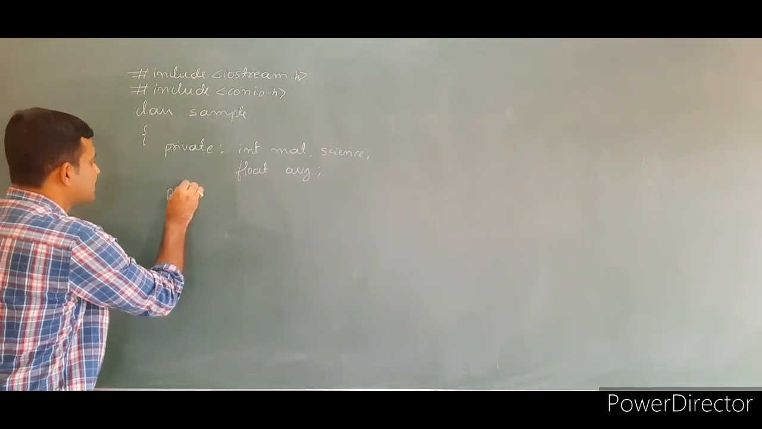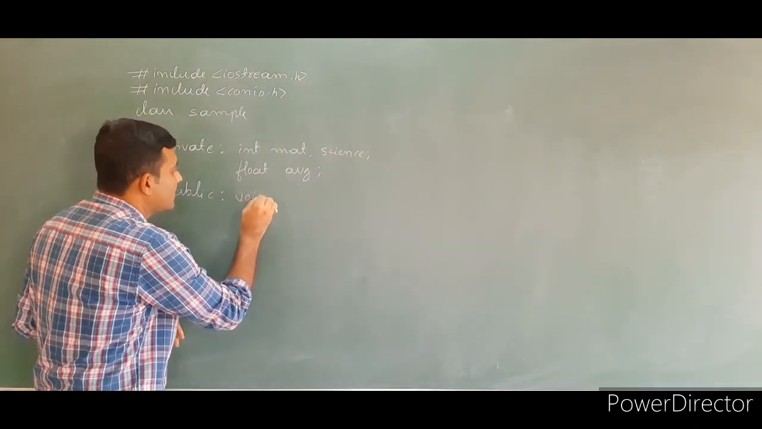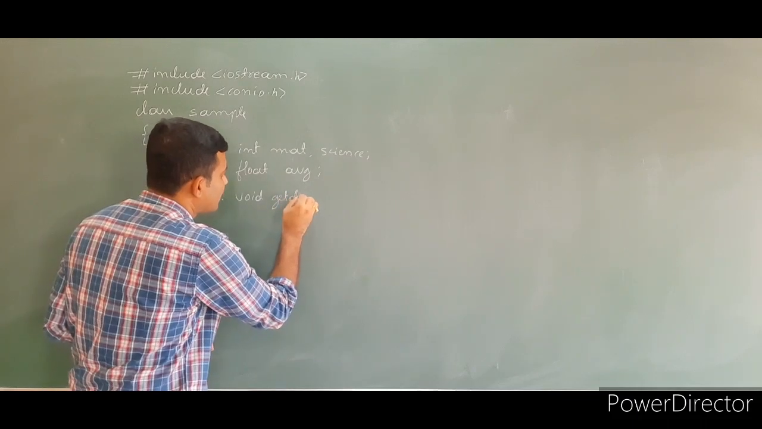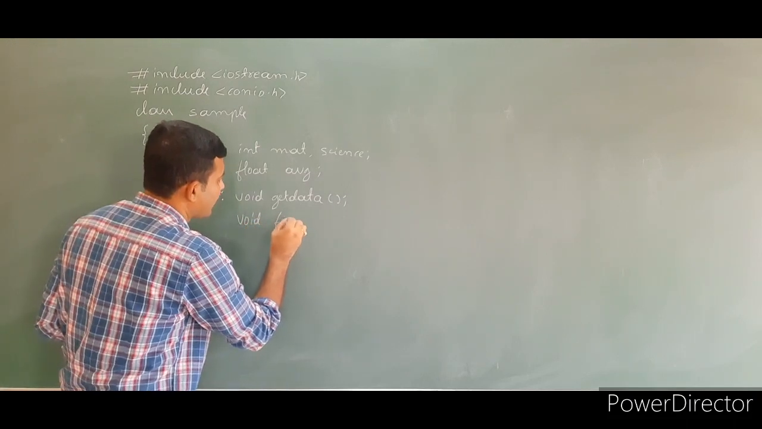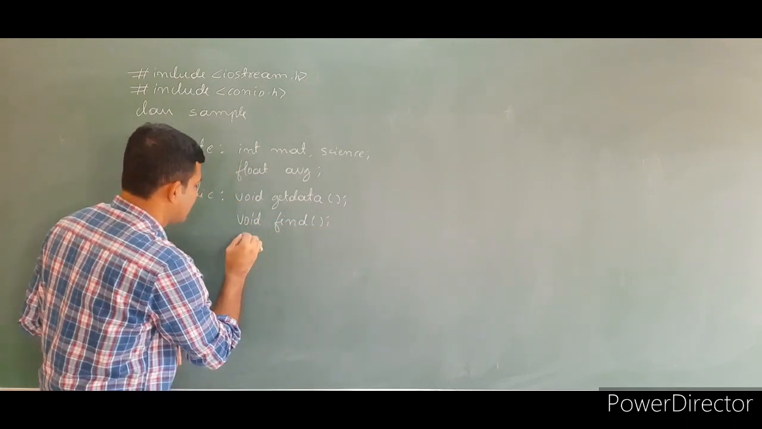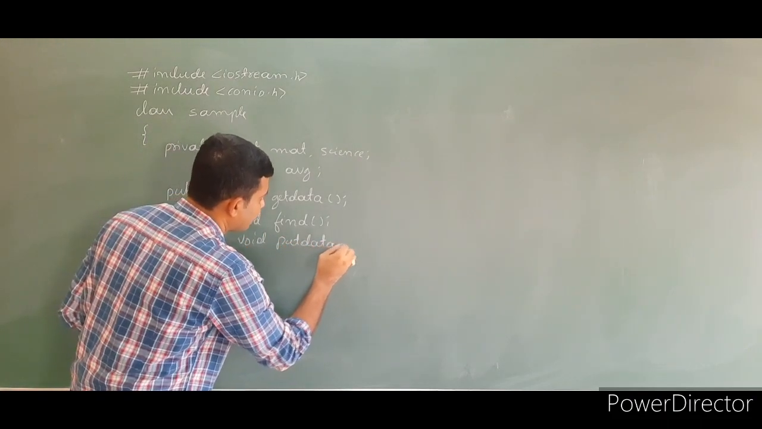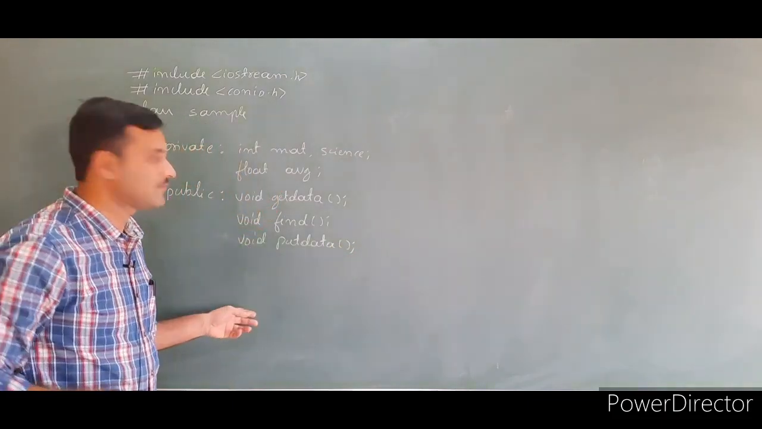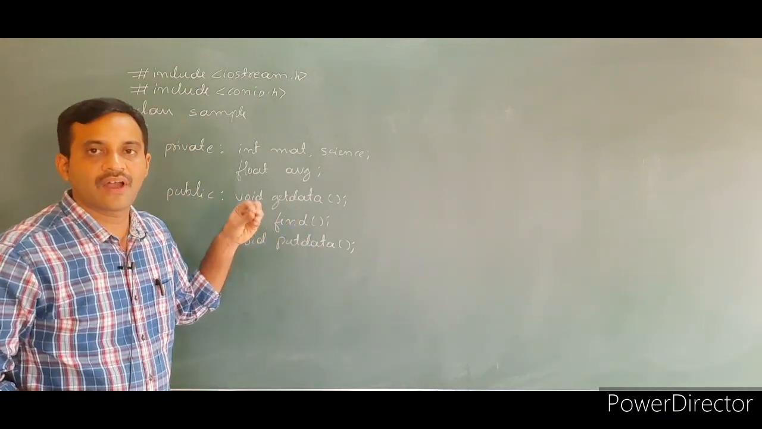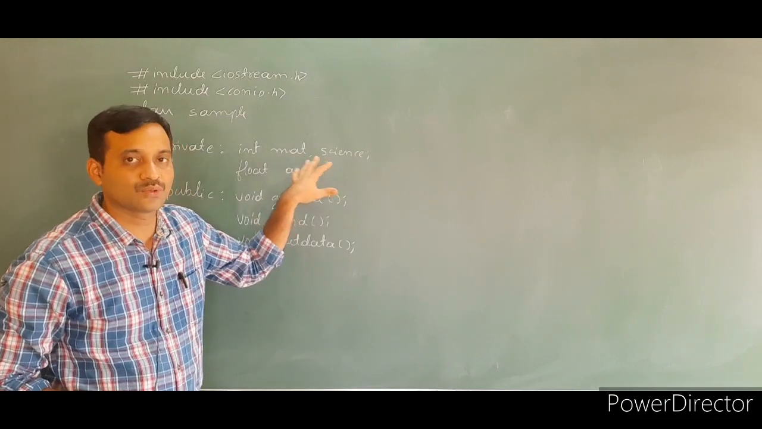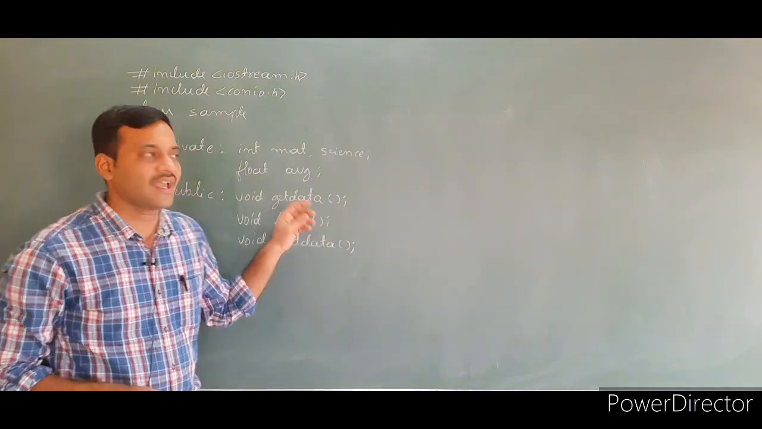So then under the public section, void getdata, void find, void putdata. Okay, here there are 3 functions: getdata, find, putdata. The getdata function is used to read the input for the two subjects. Then find is used to calculate the average. Then putdata is used to display the average.